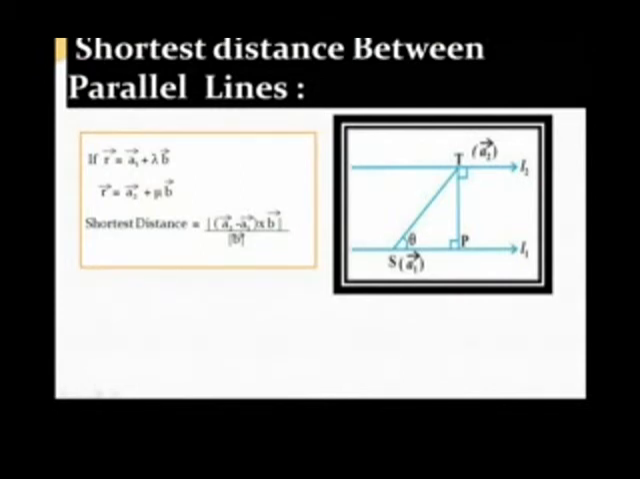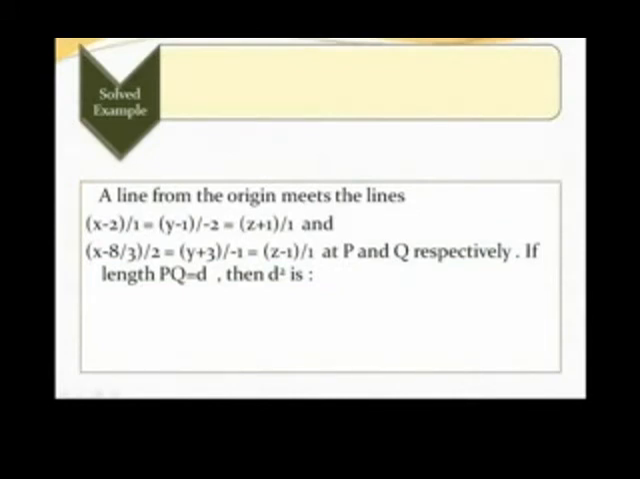Thus if two lines are represented by the vector equations vector R equal to A1 vector plus lambda times vector B, and the second equation is vector R equal to vector A2 plus mu times vector B, then the shortest distance between these two lines is given by this formula. Now once again let's try to solve an example.